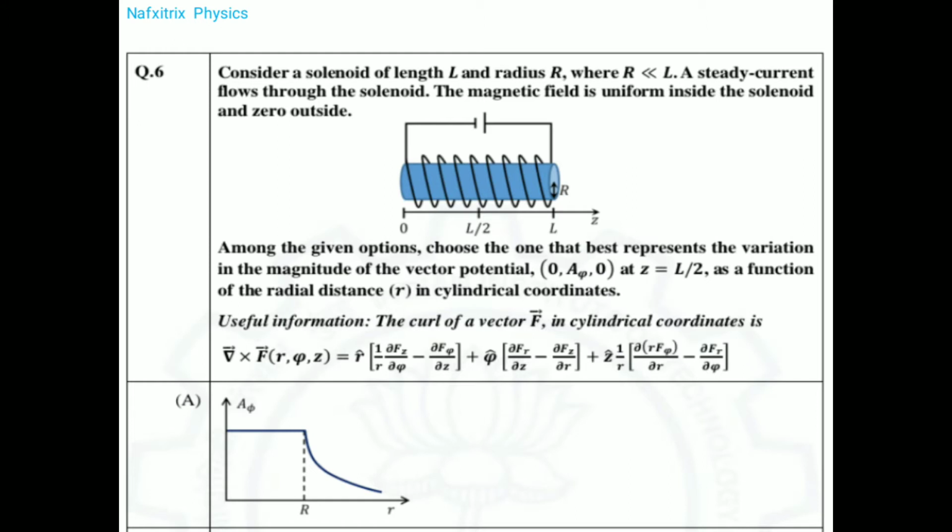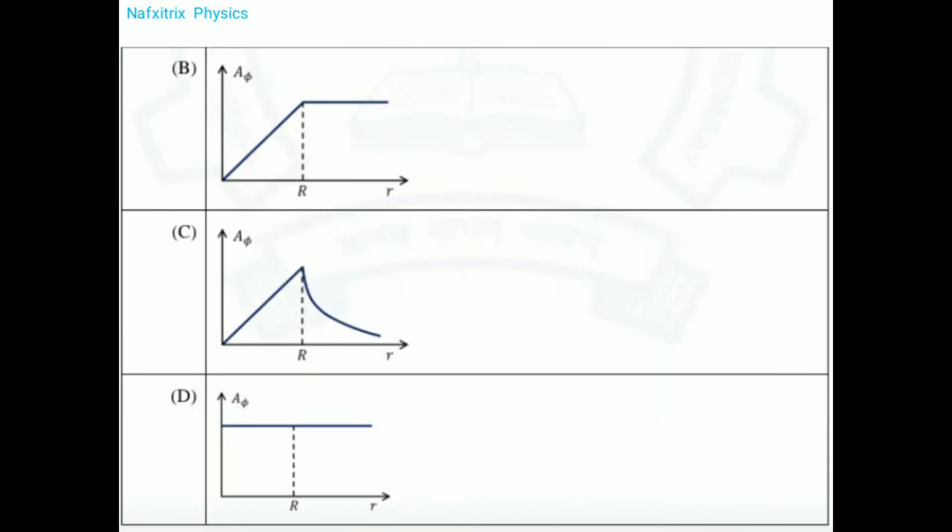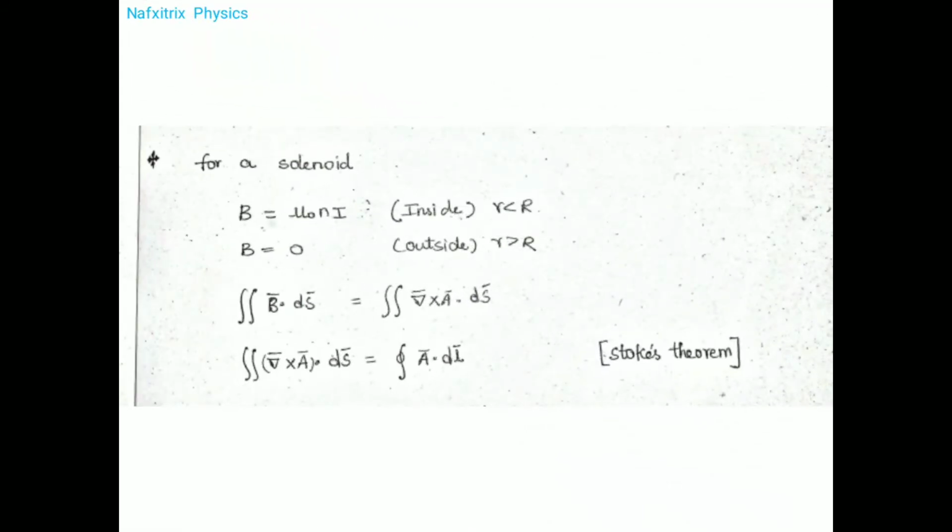Here we need to find out how this vector potential varies with respect to distance. That means we need to draw a graph between A phi and r. In the options there is a graph between A phi and r, and useful information is also given here: the curl of a vector in cylindrical coordinates. So that hint is given on how to find the curl of a vector in cylindrical coordinates. These are the options, and of course here we can use Stokes theorem.